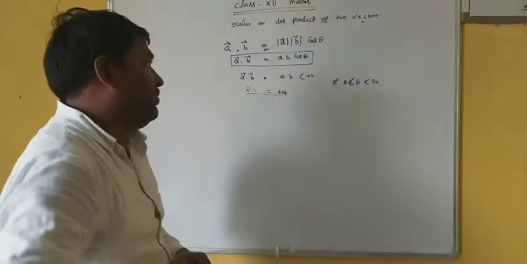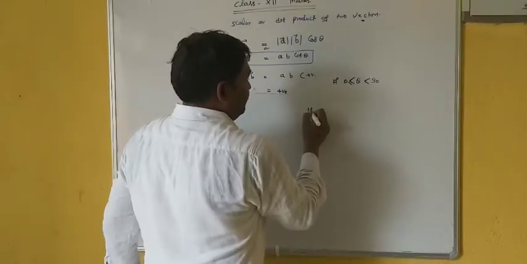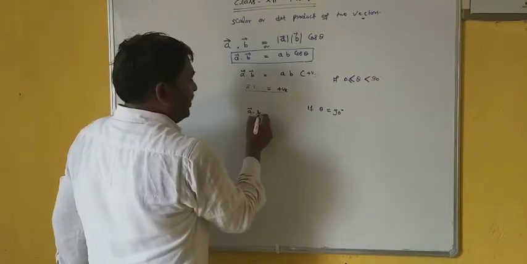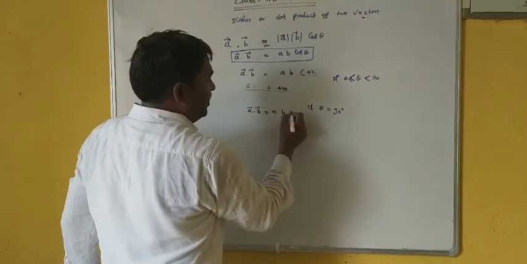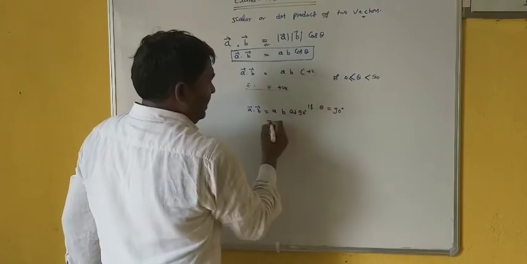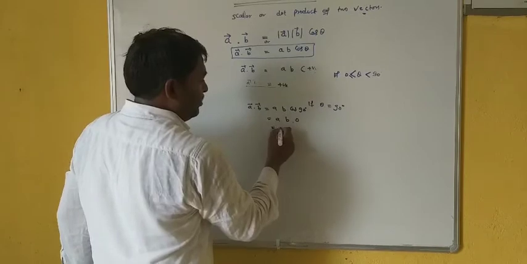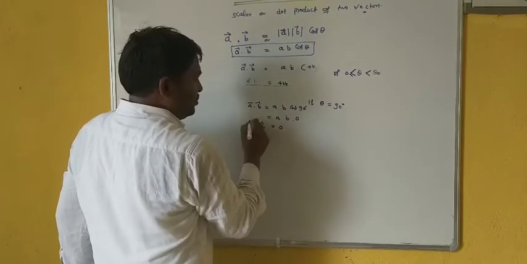Now see another one. If theta is 90 degrees, then vector A dot vector B is equal to mod of A, mod of B, cos of 90, and you know cos 90 is 0. So AB into 0 will become 0. A dot B is 0.